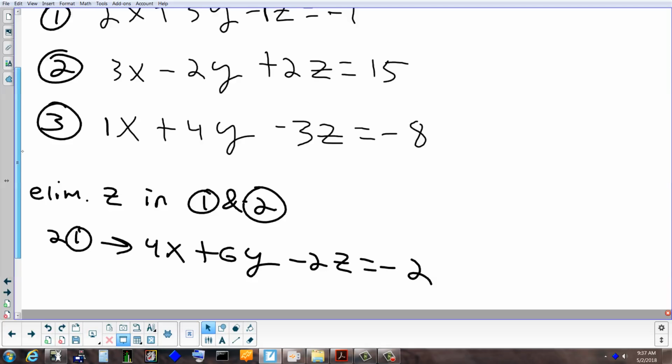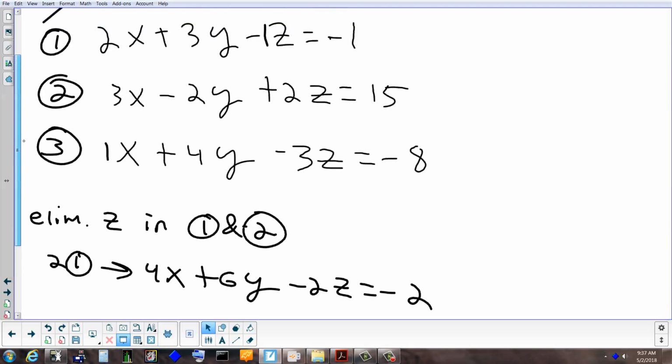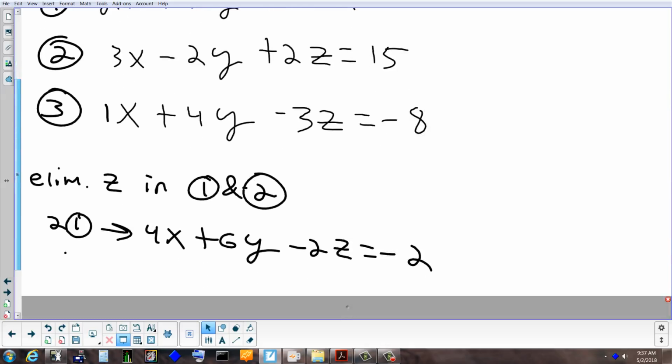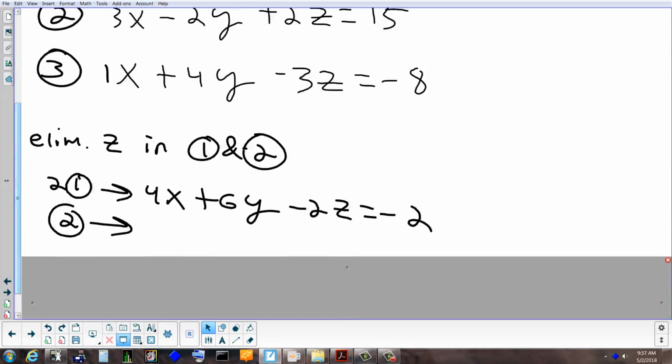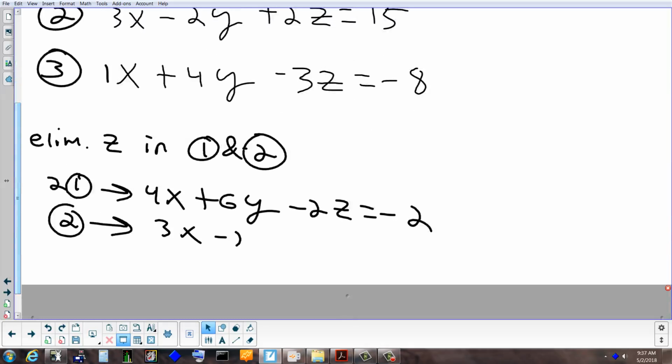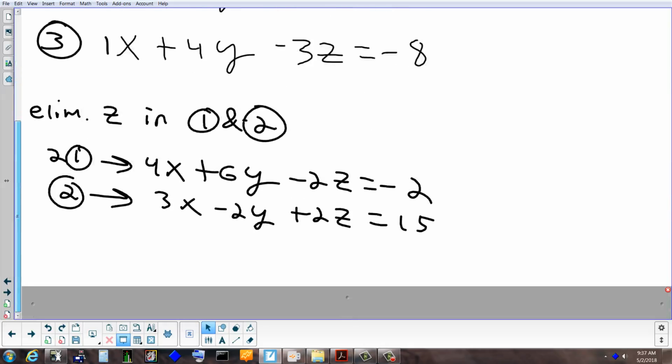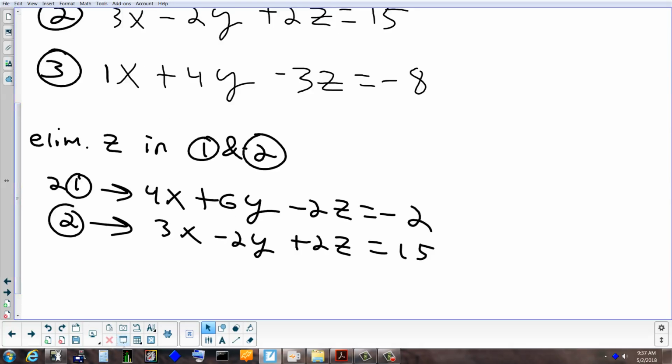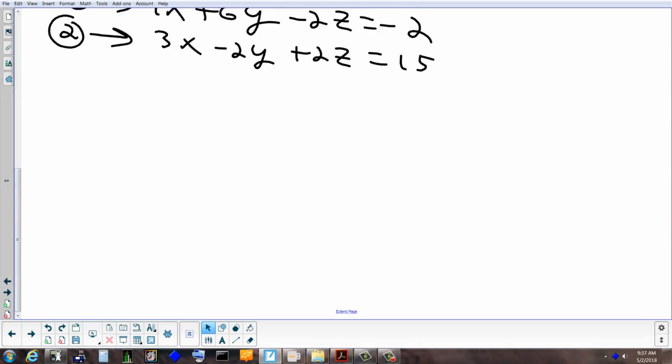So make sure you multiply everything by -2. I'm going to double check it. 4x, 6y, -2z, -2. All right, and then right below it, I'm just going to copy down equation 2. Not going to do anything to it. 3x minus 2y plus 2z equals 15. Okay, and I like what he did there because now we're automatically going to get rid of the z's.